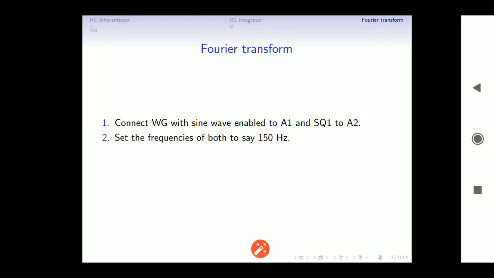Then after that, you just set the frequency to some value. It can be any value between say 10 Hz to 10 kilohertz. I've just taken some value, about 150 Hz. Then click the FFT button on the monitor. Then that will generate the Fourier transform of the two signals, the sine wave and the square wave signals.